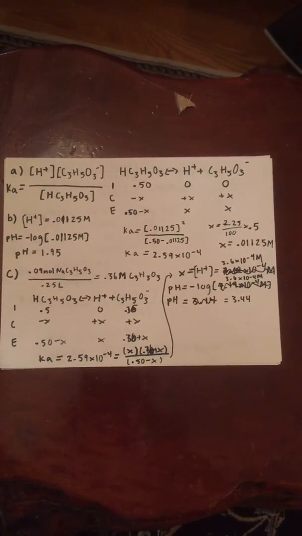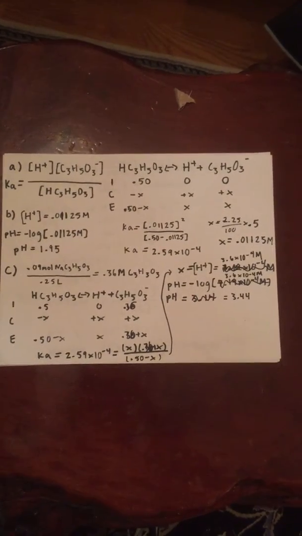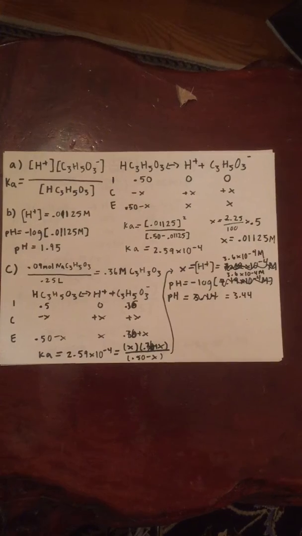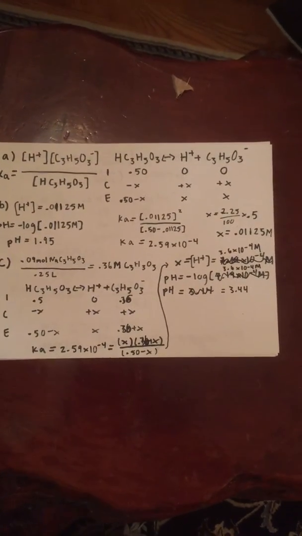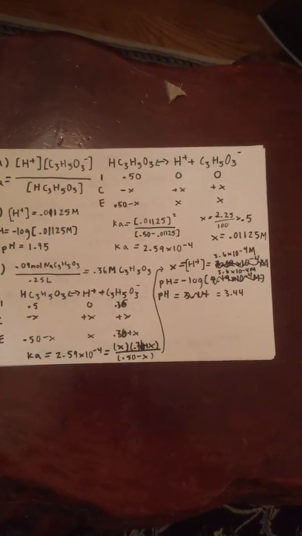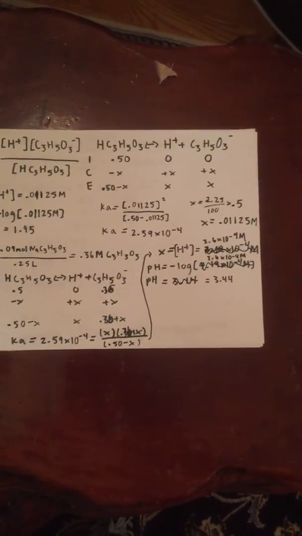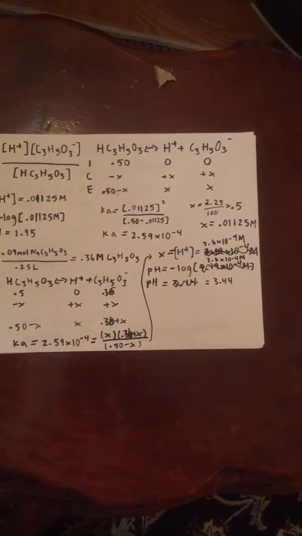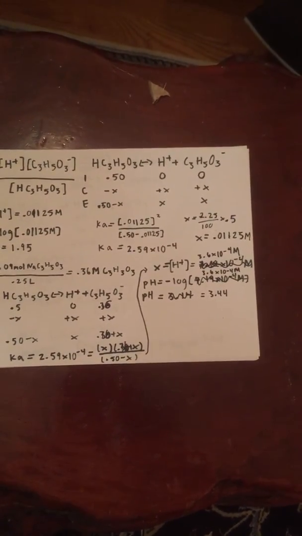So then you do your standard ICE box again, and you set it equal to your Ka value that you found in part A. So it would be 2.59 times 10 to the negative 4, which is equal to X times 0.36 plus X, divided by the quantity of 0.50 minus X. Once you do some simple algebra, you'll get that your X value, which is equal to your H plus, is 3.6 times 10 to the negative 4 molarity. And then you find the pH by doing negative log of 3.6 times 10 to the negative 4 molarity H plus, and your pH would be 3.44.